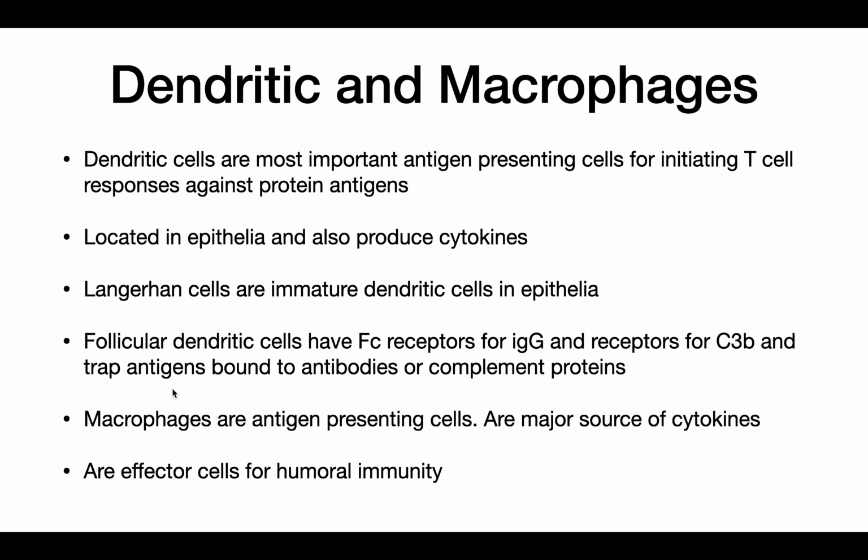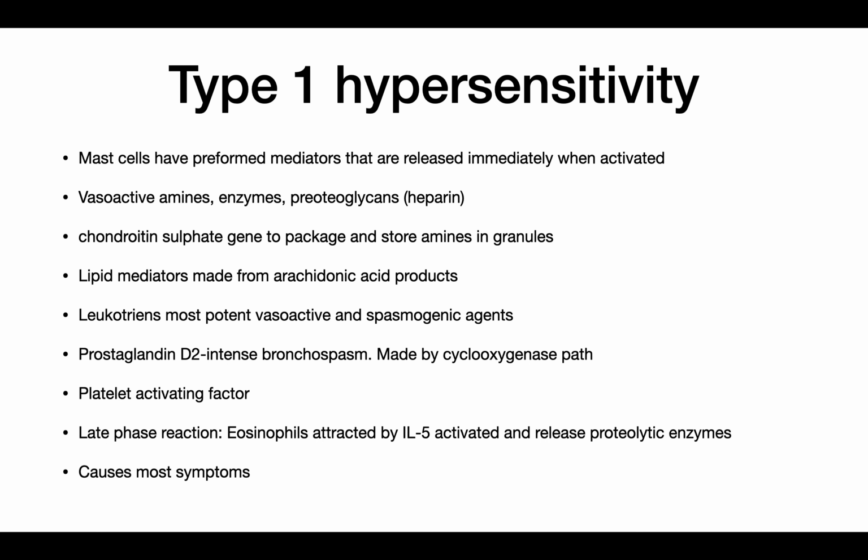The follicular dendritic cells are going to have the Fc receptors for IgG and receptors for the complement protein C3, and it's going to trap the antigens bound to the antibodies or the complement proteins. Macrophages are antigen-presenting cells, and they are a major source of the cytokines. See, dendritic cells make some, but these make the most. These are going to be the effector cells.